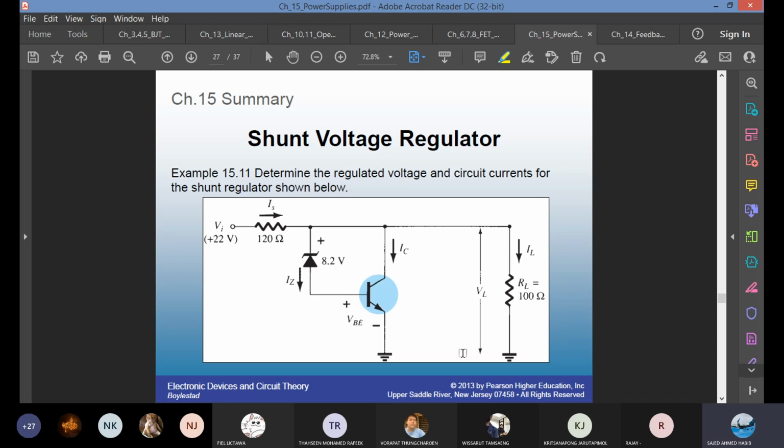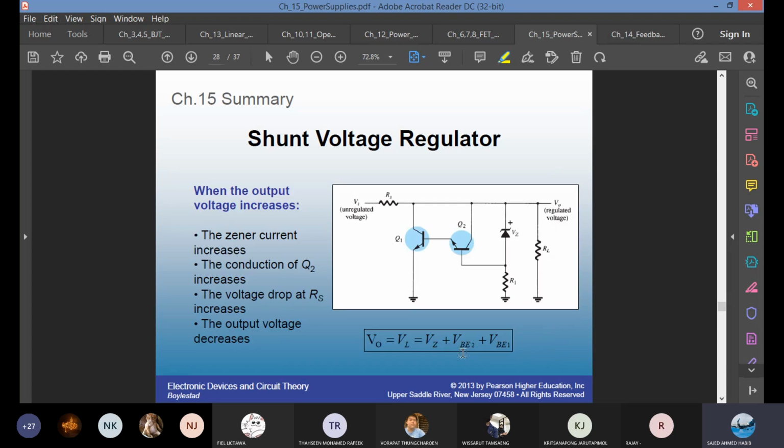This is the problem that I asked. Example 15.11. And the output equation is given for the shunt voltage using 1 Zener and 2 transistors. This is the improved shunt operation.